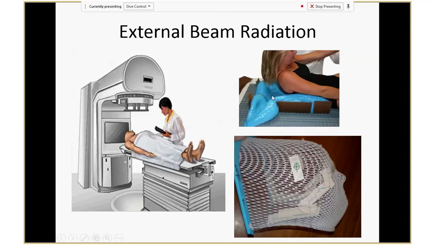Here are the molds that you see. It keeps their arm nice and straight and nice in the area that they want to.